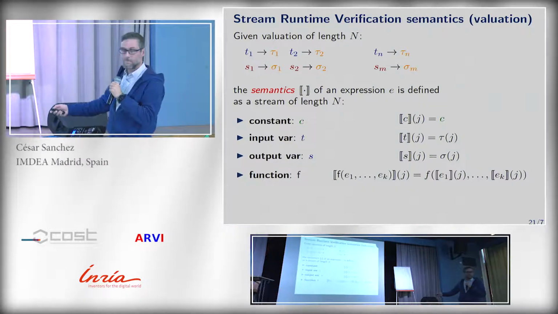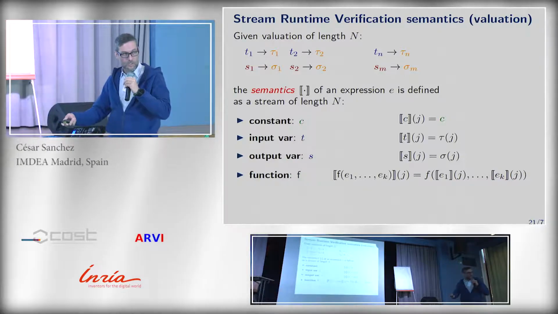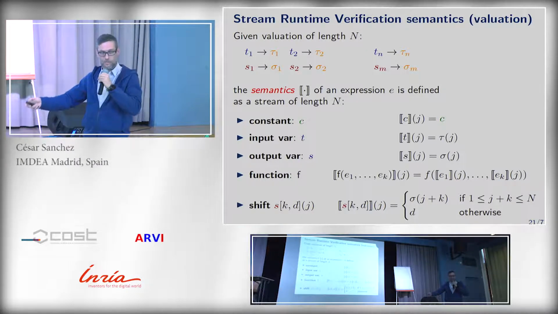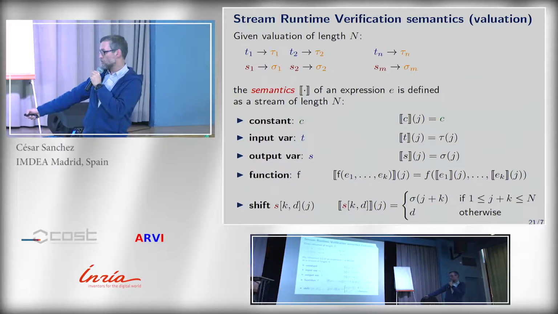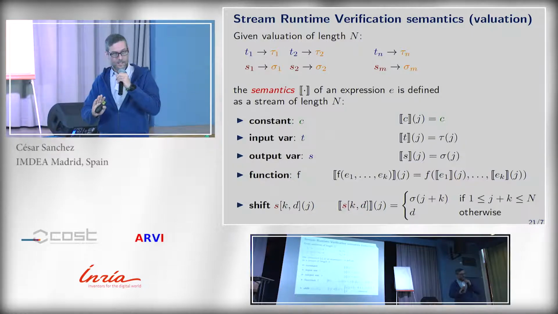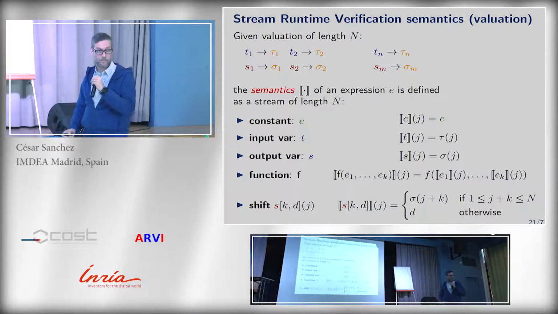For functions, very simple. You just evaluate the function under an interpretation into the recursive expressions. And for shifts, now I use only, because it's simpler, normalized ones. So I take only shifts of variables. What I do is that I fetch the value if the position plus the offset takes me still within the stream. If it takes me outside, then I take the default value.